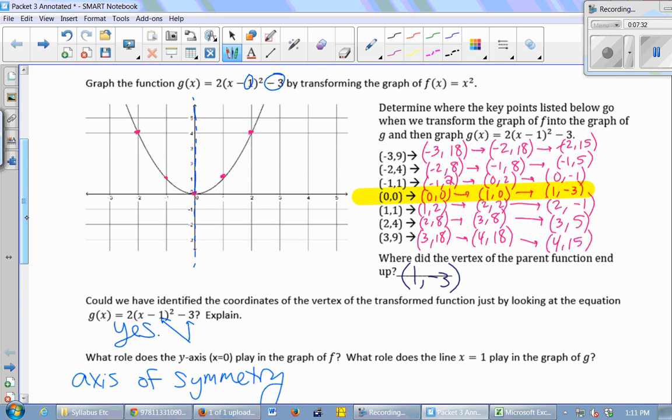And if I plot the points that I got for g, my final points, -2, 15, that's too big, -1, 5, 0, -1, 1, -3, 2, -1, and 3, 5. This is my transformed function g. Where is g's axis of symmetry? That's at 1. I know it's really hard to read the numbers. They're small. But the line x equals 1 is my axis of symmetry.